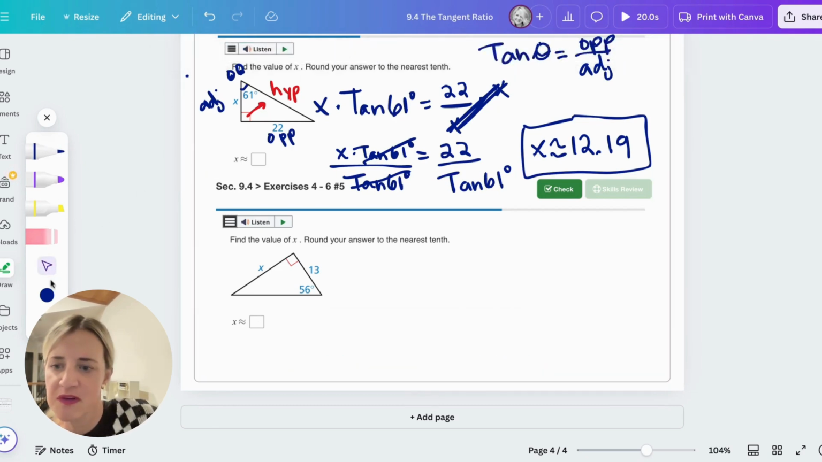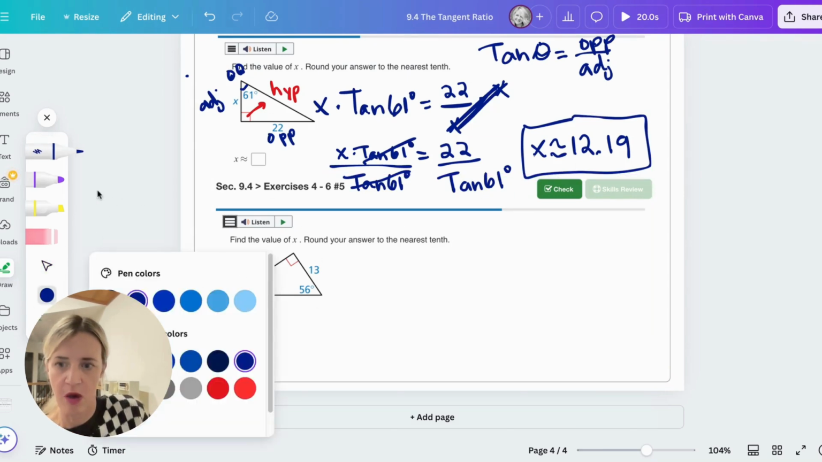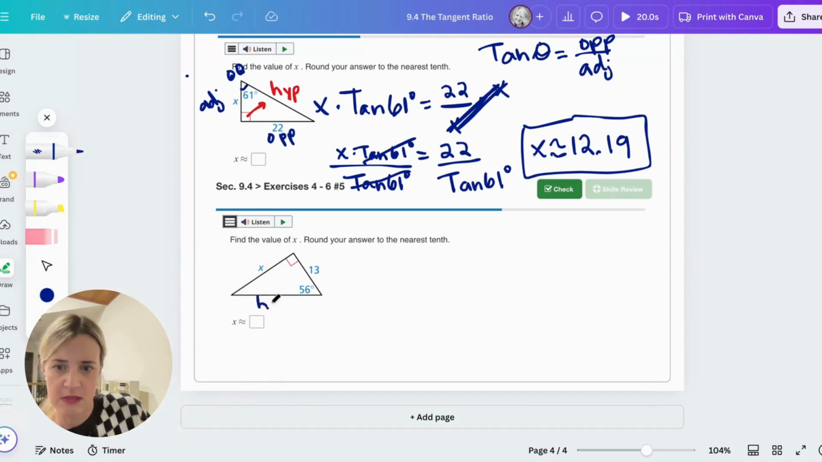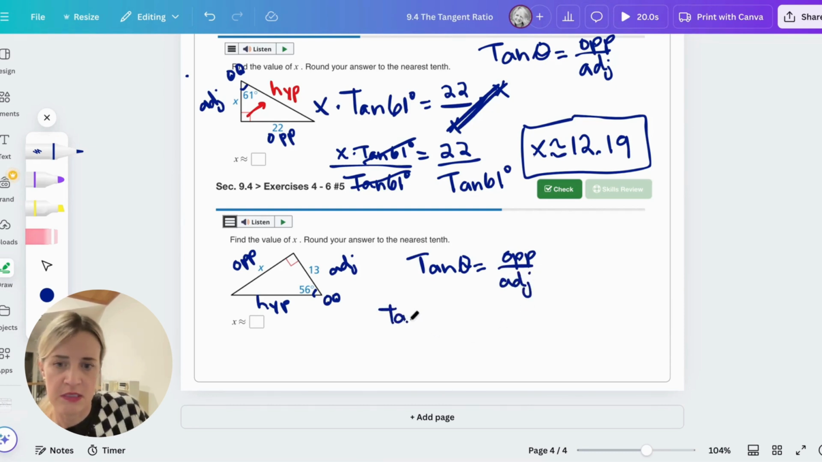All right, so first step is to label my triangle. Okay, so my hypotenuse is always going to be across from the 90. So this is my hypotenuse. Okay, the angle I know is right here. That's where my eyeballs go. Opposite is this side then, and adjacent is this side. Tangent theta equals opposite over adjacent. Plug in what we know. Tangent theta, theta is 56 degrees, equals the length of the opposite side. That one we don't know, that's the x, over 13, the adjacent side.